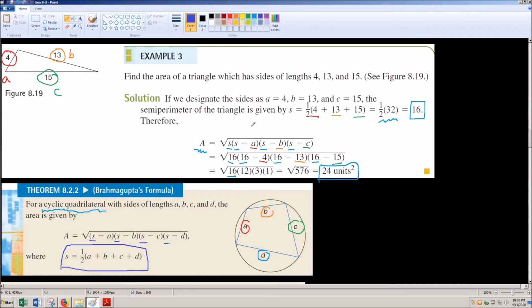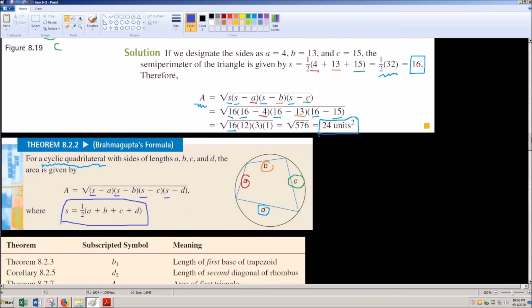I'm not going to do an example for this just because it would be pointless for me to run through and just plug in the numbers for you. It's basically just taking cyclic quadrilaterals, again, got to be a cyclic quadrilateral, and applying this formula here. And I'll give you the area of that quadrilateral.